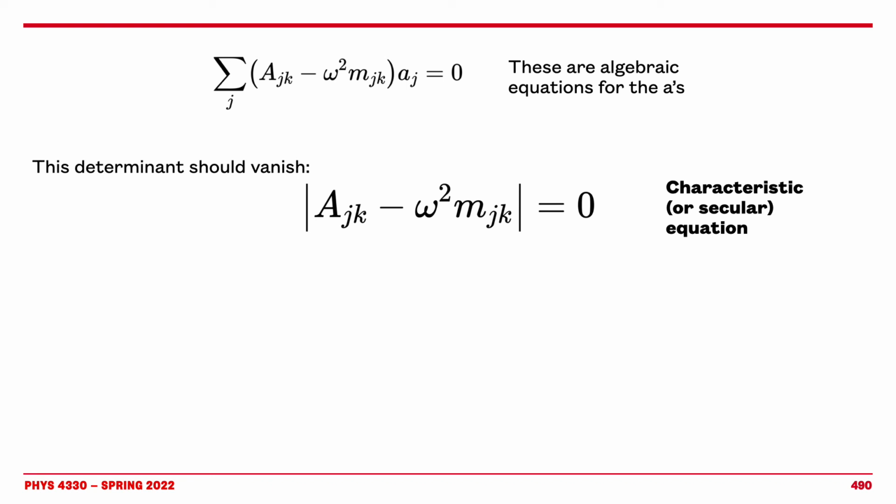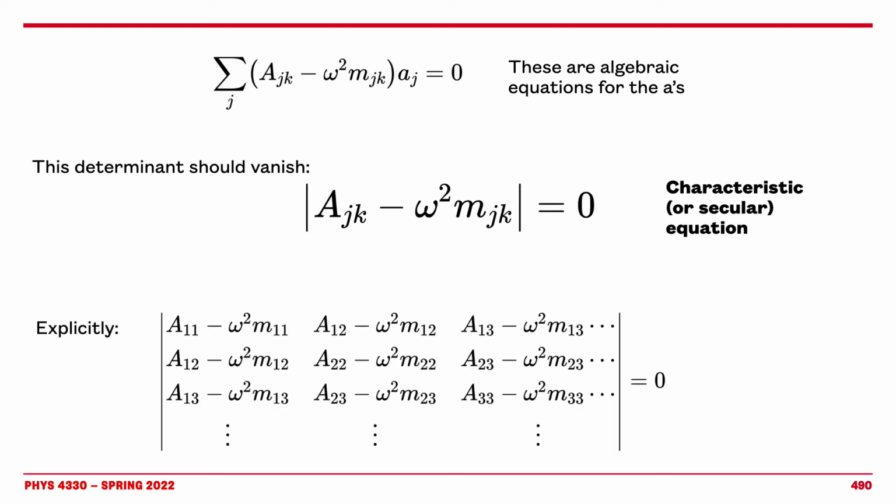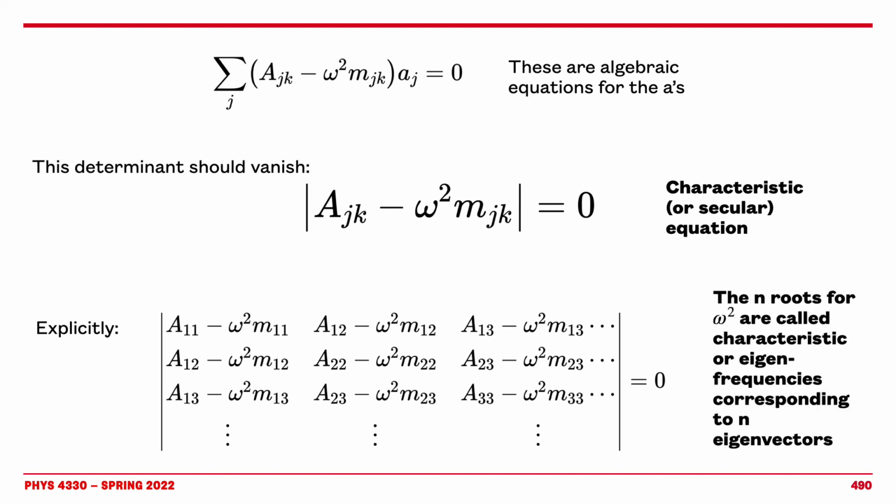It's useful to write it explicitly for a large system, and it would look like this. So this is the determinant you would have to calculate, and the number of rows and columns will be equal to the number of degrees of freedom we have. If we go back to the example from the beginning, in part 1 of this screencast, we had two equations only. Solving this determinant will allow us to find omega squared. We are going to find n possible values of omega squared for this polynomial of order n. These are called the eigenfrequencies, and they correspond to eigenvectors.